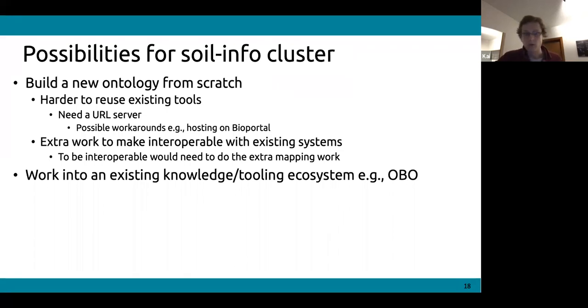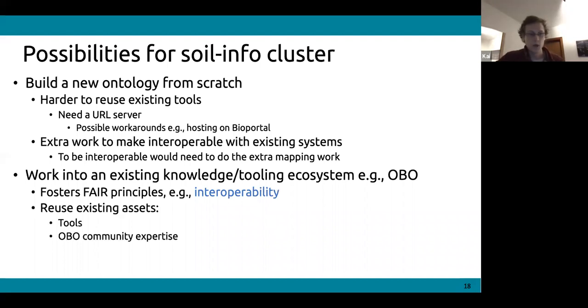But there are other systems that exist, and it is possible to try and work into some of those as well. For example, the NERC vocabulary server within the UK is a really good system for oceanographic vocabularies, and it's different than OBO. If you're a marine system or cluster, it might make some sense to integrate within their system. I'm not sure if something comparable to the NERC vocabulary for marine exists within soil, though. It's not my area of expertise. But if you work within existing tooling systems, it helps to foster the FAIR principles, especially interoperability. And that also gives you access to the tooling and the community expertise that you would find with something like OBO.